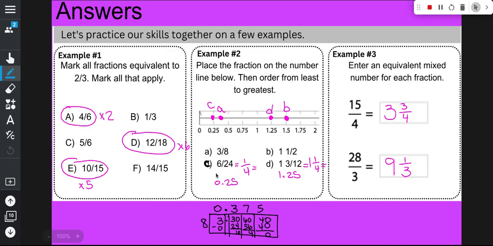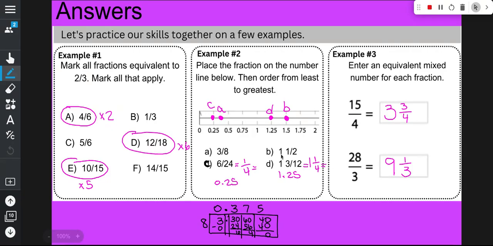So 3/8. I did not know what 3/8 is as a decimal. So I put the 3 on the inside, the 8 on the outside, and I started to divide out. 8 went into 3 0 times, so I can add a decimal and keep adding zeros. So now 8 goes into 30 3 times. And then 8 goes into 60 7 times with 4 left over. And then 8 goes into 40 5 times. So 0.375. So I'm going to put my A between the 0.25 and the 0.5.